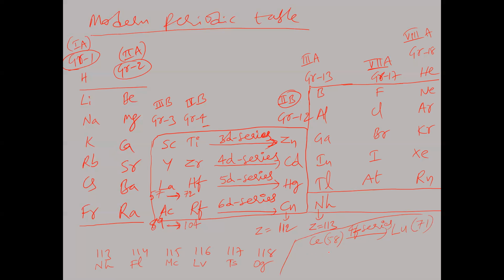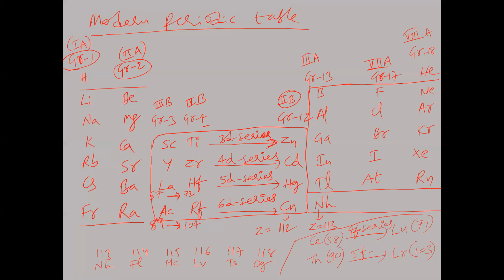And next one, here atomic number 90, which is thorium, up to 103, lawrencium. Lawrencium, Lr, atomic number 103. So these are called 5F series elements. What are these called? 5F series elements. Because in these elements, the differentiating electron enters into what? 5F orbital. So 5F series, 4F series.